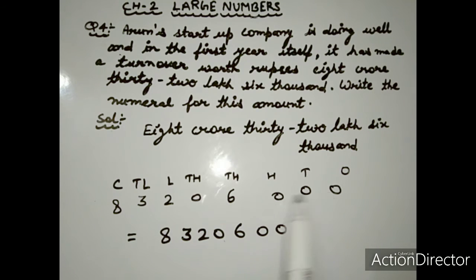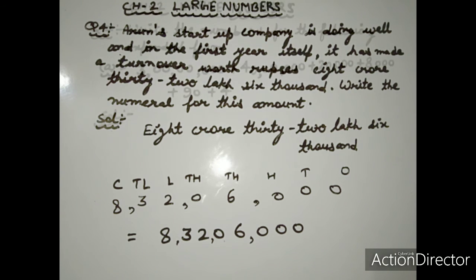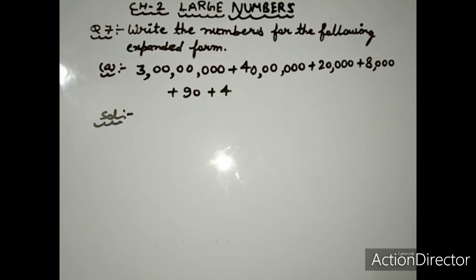So here we separate the different periods, like the ones period separate from the thousand period, the thousand period separate from the lakh period, and the lakh period separate from the crore period by using commas. So here we put a comma before 3 digits and 2 digits. So here we get 8 crore 32 lakh 6,000. Now here the question number 7.